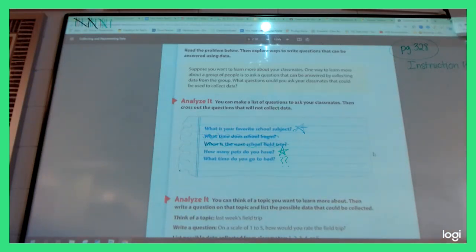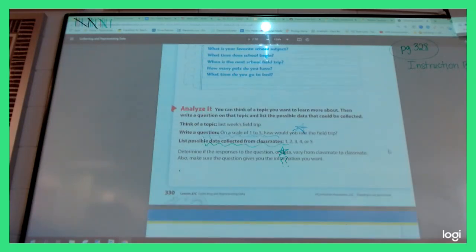Scroll down a little bit to analyze it. Would someone like to read that for me? Quentin: You can think of a topic that you want to learn more about, then write a question on the topic and listen to the possible data that could be collected.